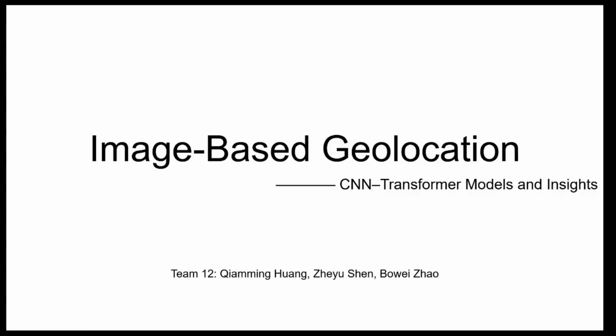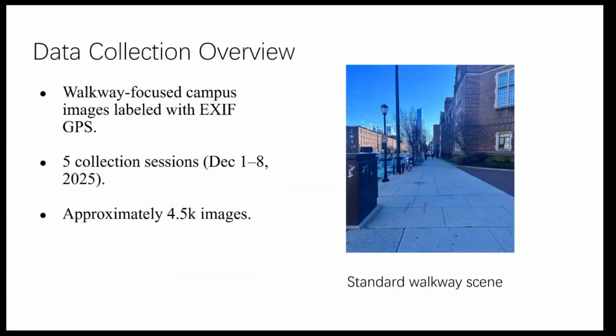Hi everyone, I will start by introducing our data collection process, including how we sample the images and the overall data distribution. We collected walkway-focused campus images on Penn's campus and used GPS metadata from the photos as labels. In total, we collected about 4,500 images.